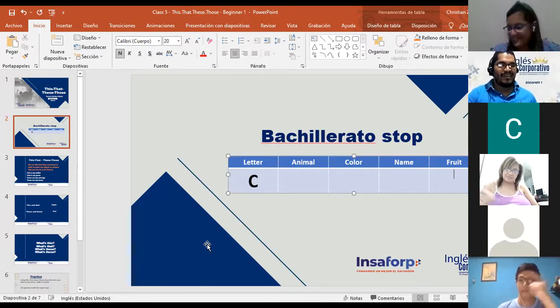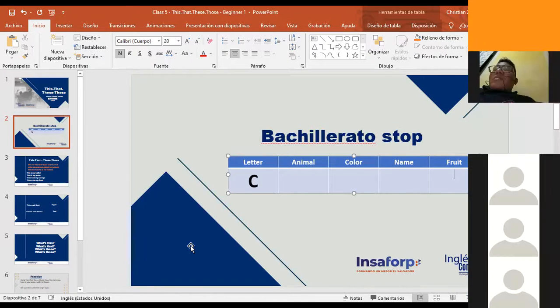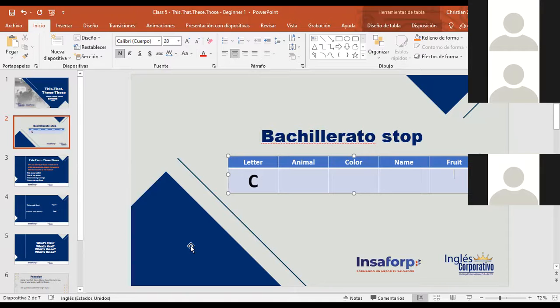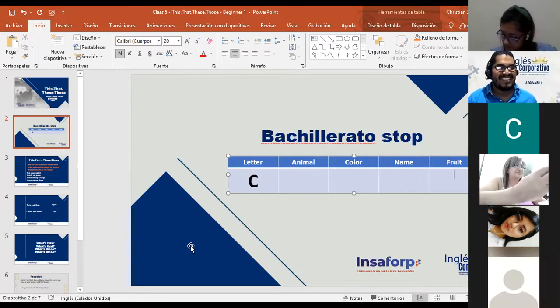Kenny, what do you have? Teacher. Yes, Stephanie? How do you say caiman? Caiman. Alligator. Okay. Very good. Okay, somebody else have something different? An animal tengo is cow. Cow, yes. Animal, cow. Very good. Good, darling. And color is cream. Cream? Okay, yes. Color cream.